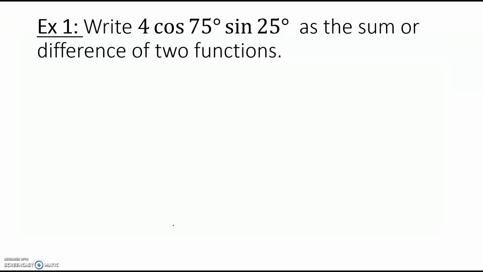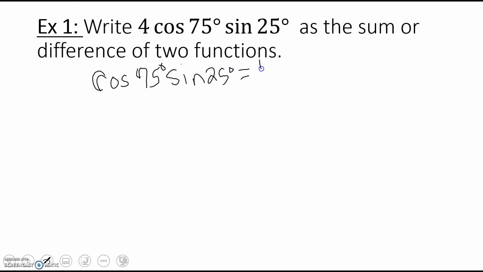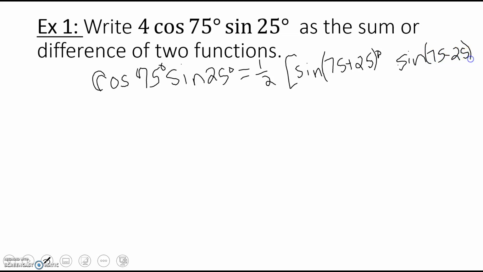All right, so not including the 4, I'm just going to write it without the 4 because on our identity, it didn't have a number in front of it. So cosine of 75 degrees times the sine of 25 degrees is equal to 1/2 of sine of A plus B, so 75 plus 25 degrees, and sine of 75 minus 25 degrees. And it's a minus in between those.